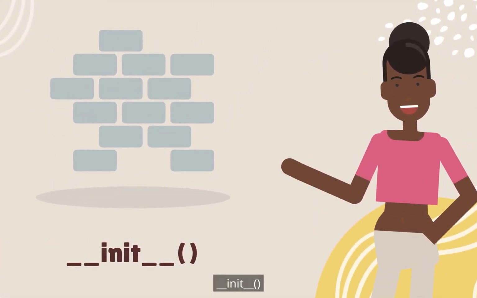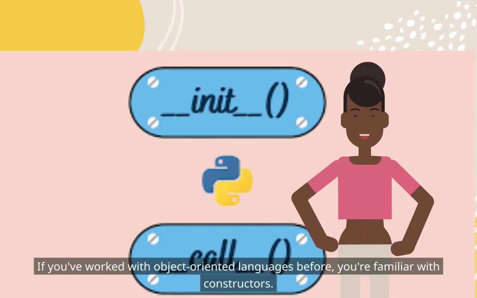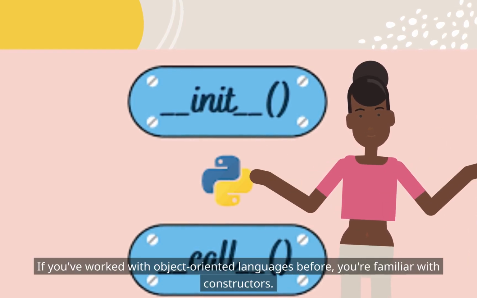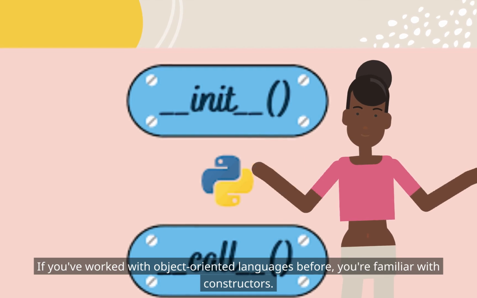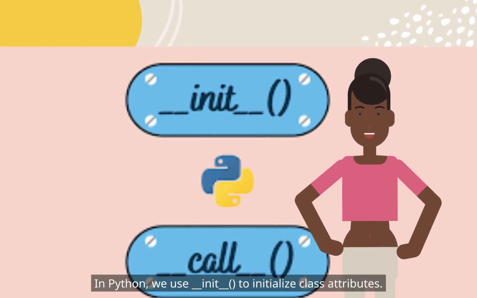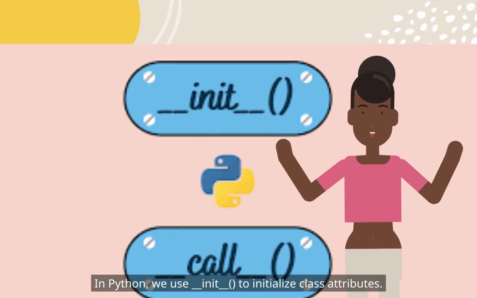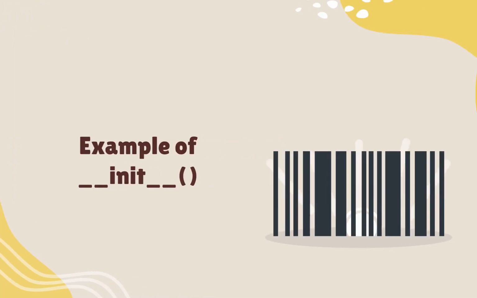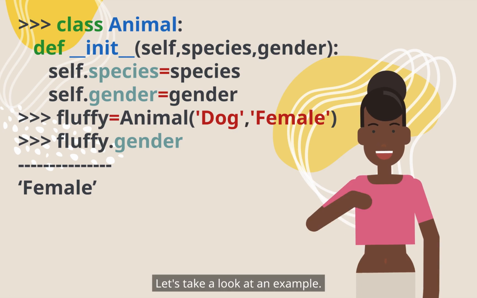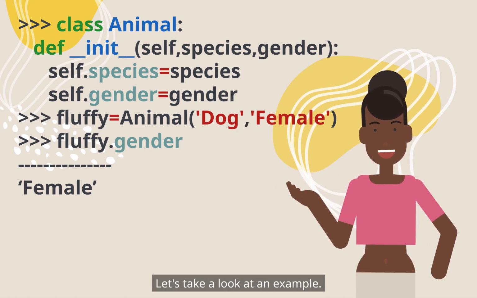__init__. If you've worked with object-oriented languages before, you're familiar with constructors. In Python, we use __init__ to initialize class attributes. Let's take a look at an example.